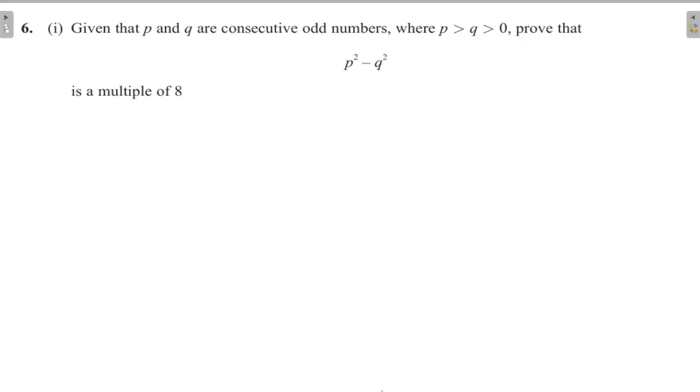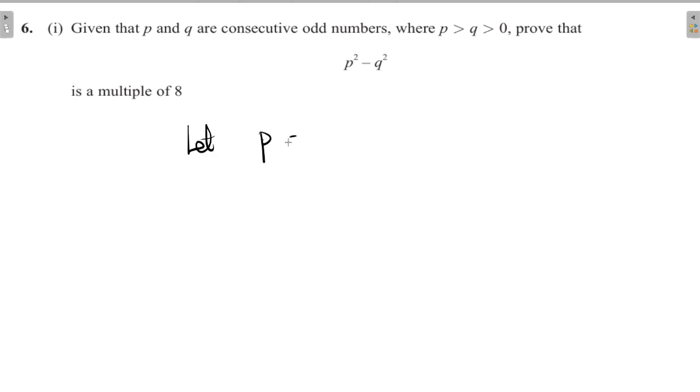Question number 6. Consecutive odd numbers P and Q are continuous odd numbers, and P must be greater than Q. We are going to prove P squared minus Q squared is a multiple of 8. Let us consider the two consecutive odd numbers.